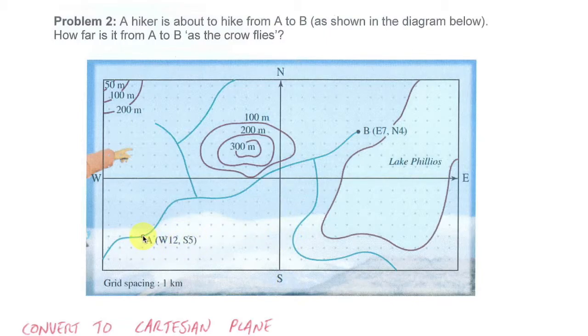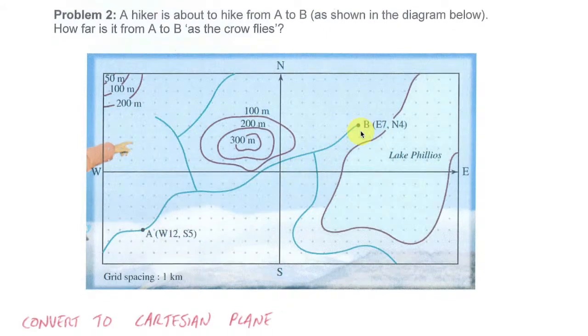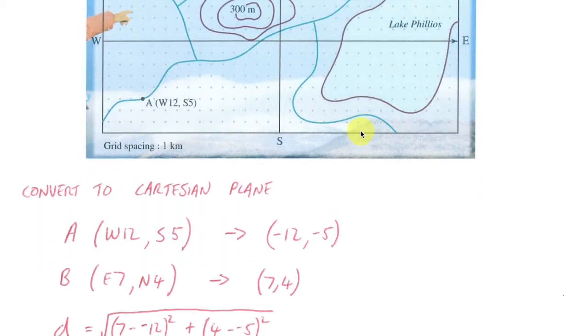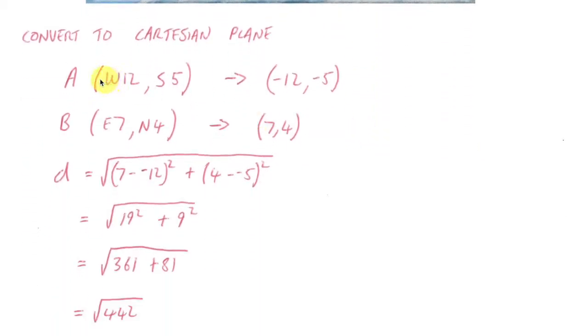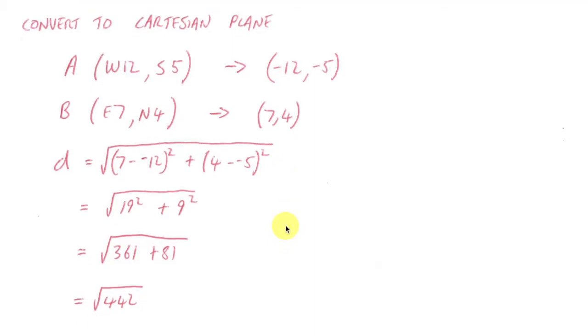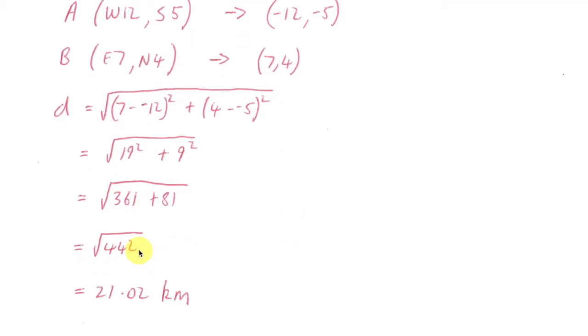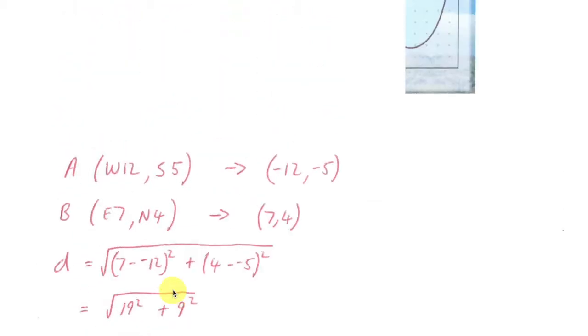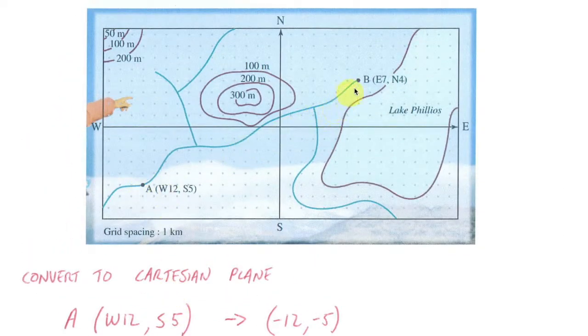So we just want to convert points A and B to points in the Cartesian plane, in terms of x and y. A will become negative 12, negative 5, and B will become 7, 4. We've got our D rule, and I just do my substitution into it to produce the square root of 442, which represents 21.02 kilometers. So the distance between points A and B is 21.02 k's.